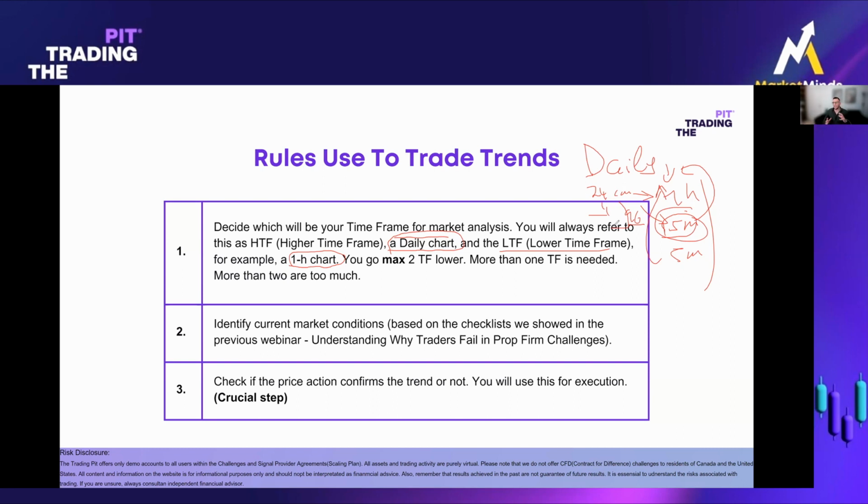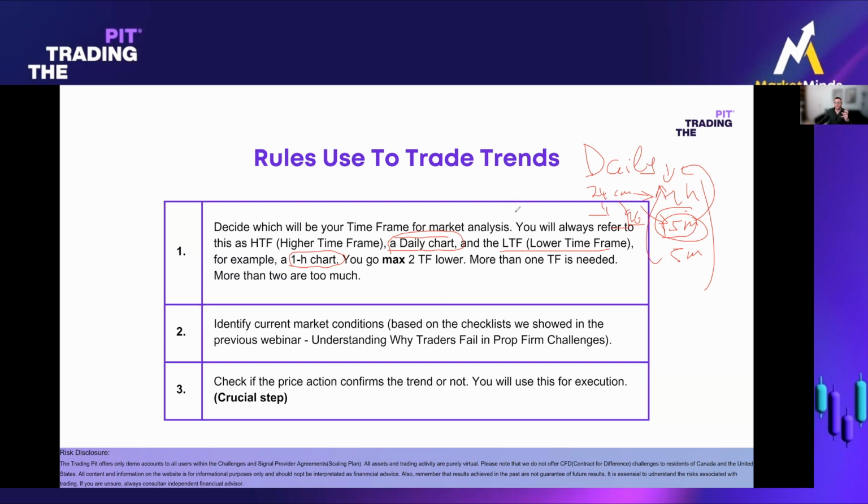So how can you combine all this information to make your ideal setup on this market condition? So just try to stick with just 2 time frames apart.